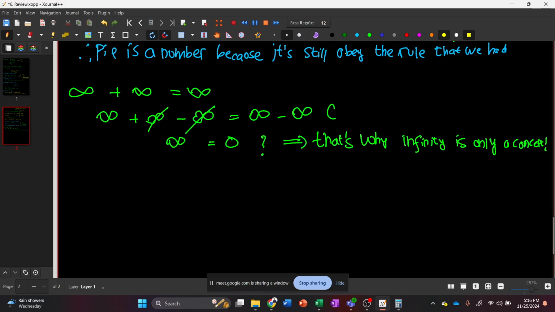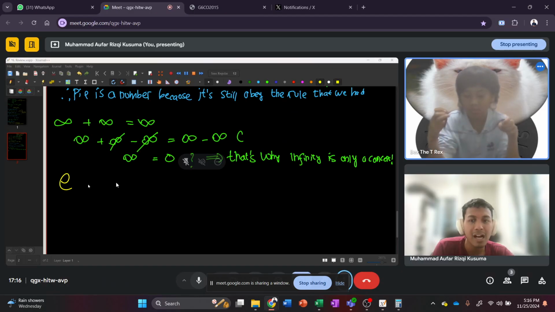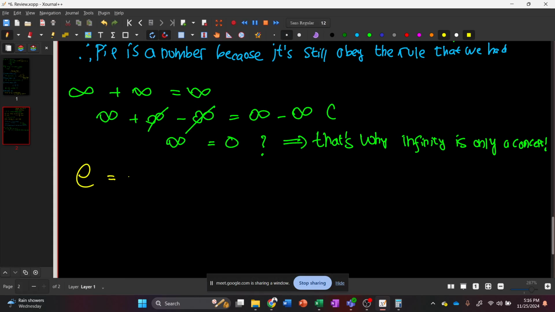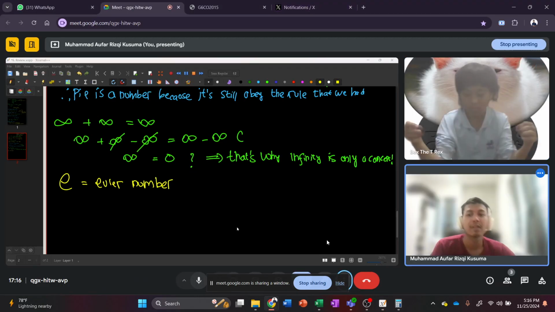Another irrational number is what we call e. It stands for Euler's number. Ever heard about Euler, Bex? Euler.